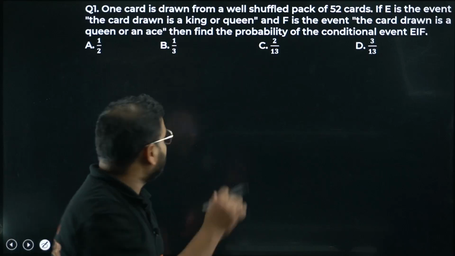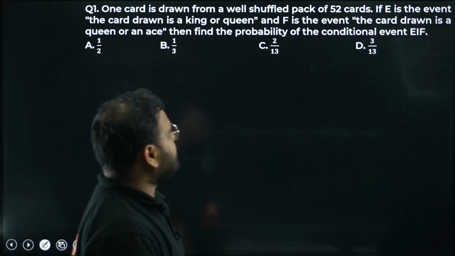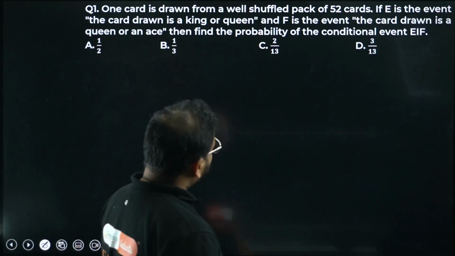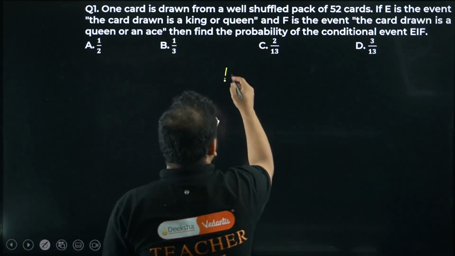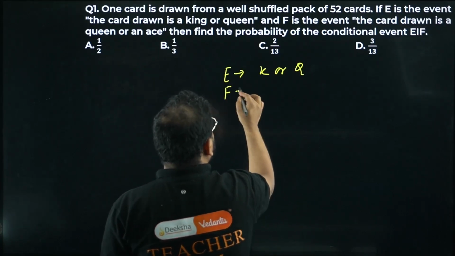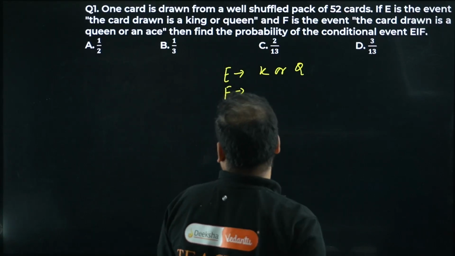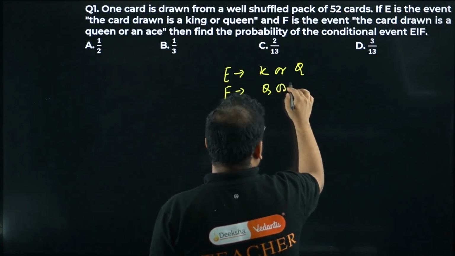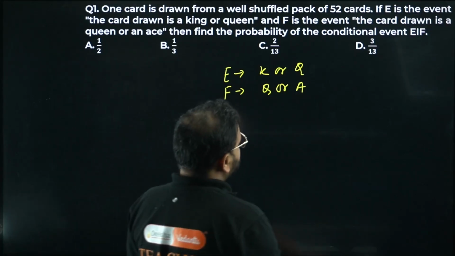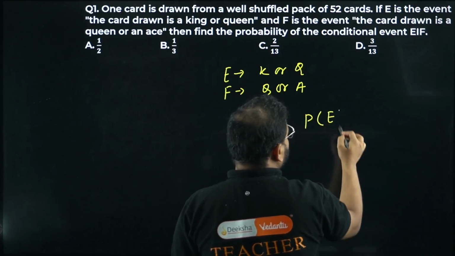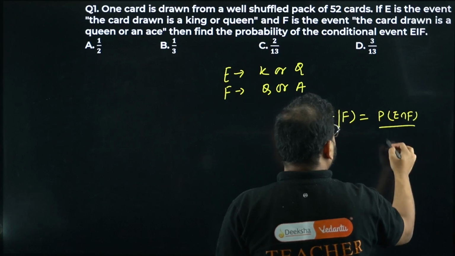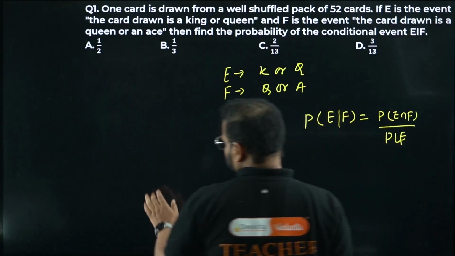Question number 1, let's solve it. One card is drawn from a well shuffled pack of 52 cards. If E is the event that the card drawn is a king or a queen, and F is the event that the card drawn is a queen or an ace. Then the probability of E given F, the conditional probability of E with F, is going to be P(E intersection F) upon P(F).